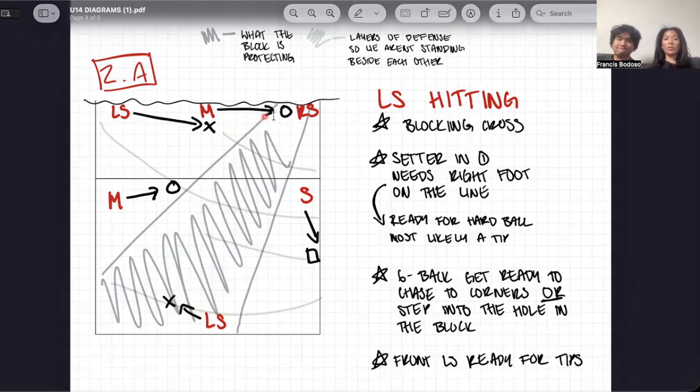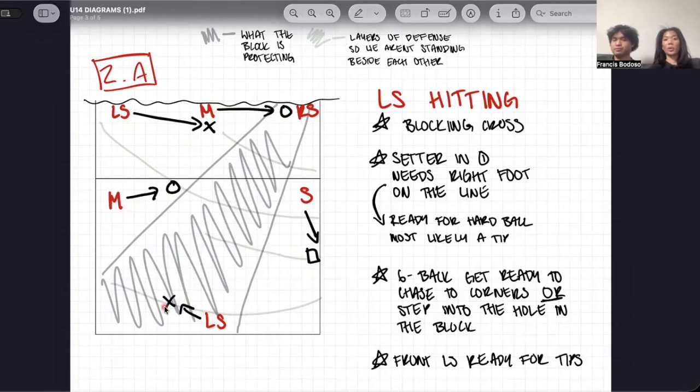Now, our middle is going to come over and help block. Our front left side is going to come off and get ready for any of those tips. So that's tip digging. Our setter is going to get off with their right foot on the line. Our middle is right outside of that block. Left sides, if you can see here, ideally this gray space is what the block is taking.